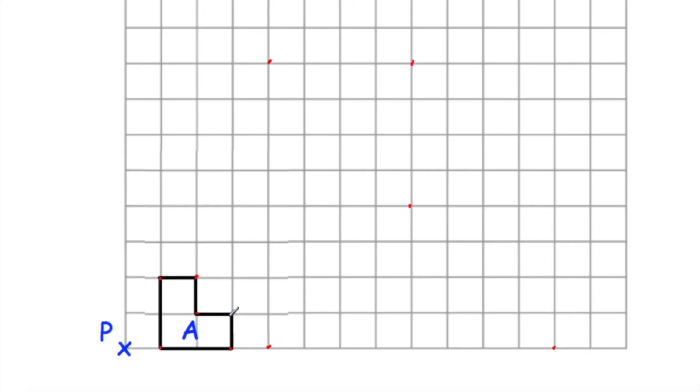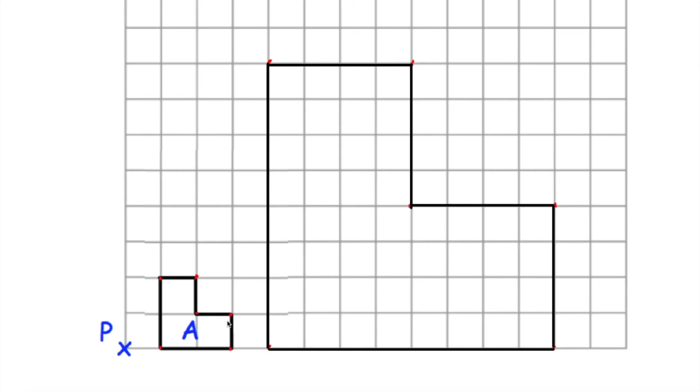And finally, this point here. This point is 3 to the right and 1 up. So we're going to times that by 4, so that'll be 12 to the right and 4 up. So 12 to the right, 1, 2, 3, 4, 5, 6, 7, 8, 9, 10, 11, 12, and 4 up, 1, 2, 3, 4. So it'll move to there. And as you can see now, we've got all the points of this enlargement. So let's join them up.